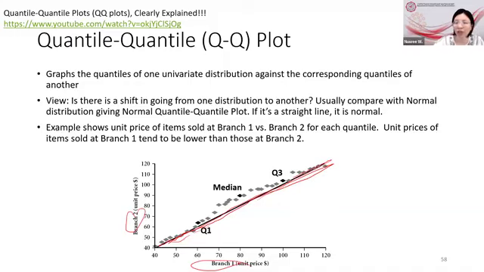Now, in this case we compare the distribution of branch 2 and branch 1 unit price. It looks like the unit price of branch 1 tends to be lower because branch 2 has higher. It should be here, but it goes up here. That means branch 1 tends to be lower than branch 2.